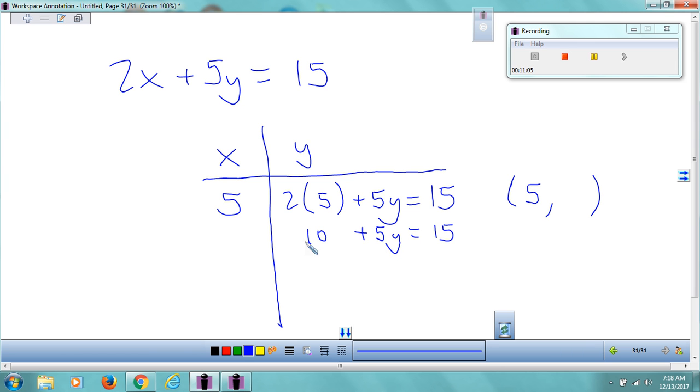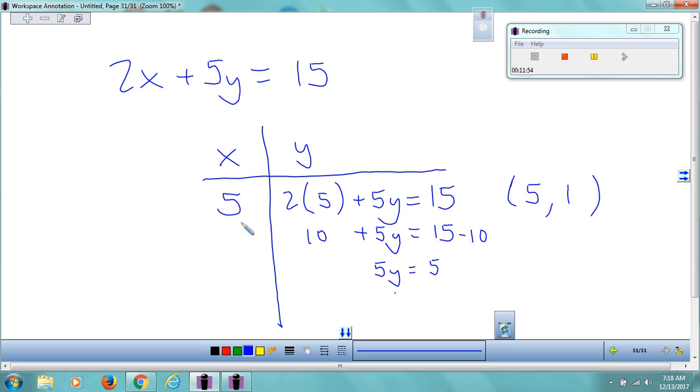So I'm going to subtract the 10, because 10 minus 10. And you guys see that 15 minus 10 is 5. That 5 is a number that will be divisible by 5. And we divide both sides by 5. Y equals 1. And so we can easily plot that. So that's 5 to the right and 1 up.